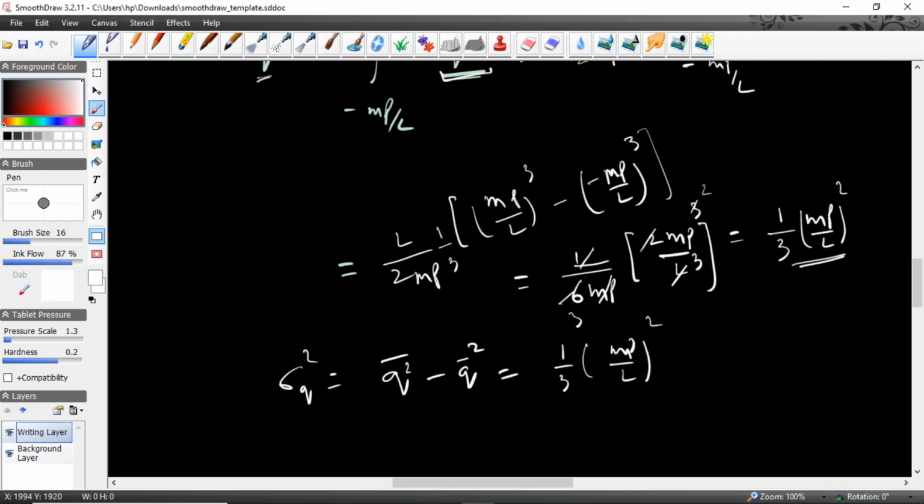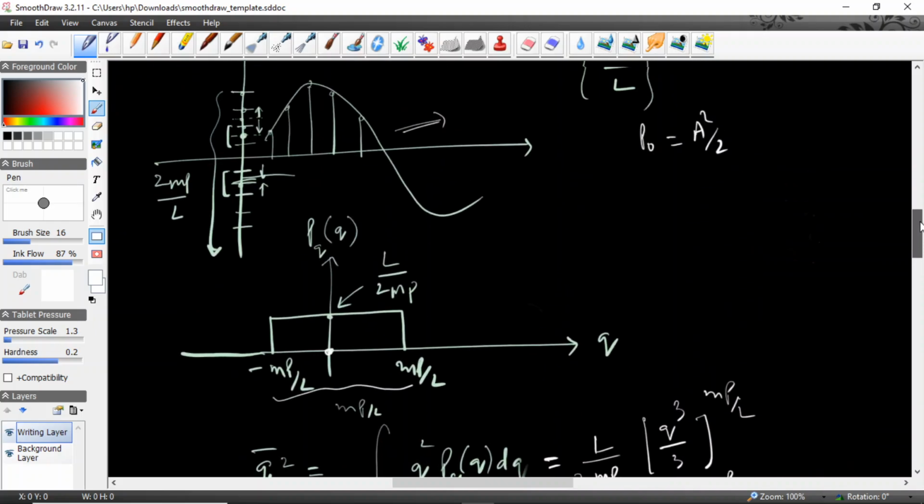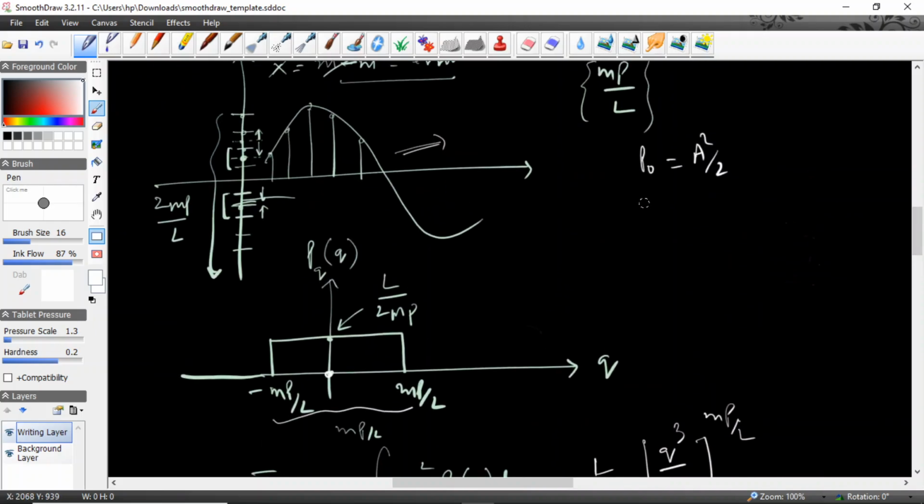So the variance and the mean square value in this case is 1 by 3 into mp by L square. Okay, accordingly, if you have a sinusoidal signal, you can find the signal power, which is basically A square by 2, and then this is the noise power, which I say suppose N naught, and then you can define P naught by N naught, which we call signal to quantization noise ratio. Okay.